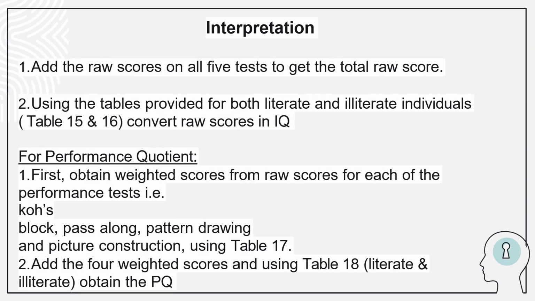Now for interpretation, add the raw scores of all the 5 tests and get a total raw score, using the tables provided for both literate and illiterate individuals. So along with the Bhatia battery test, you get a conversion table which you have to use.